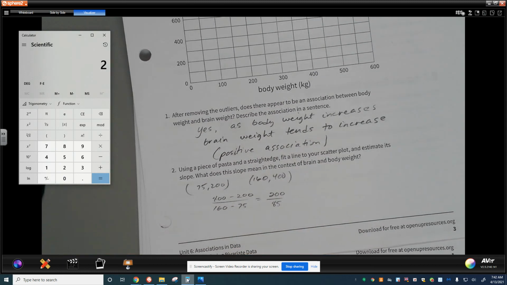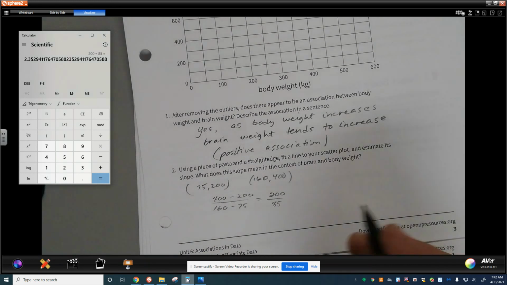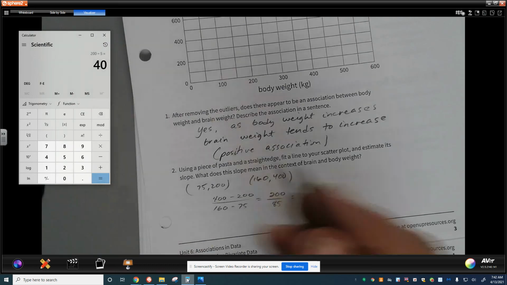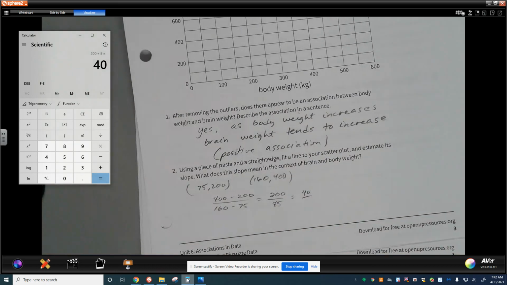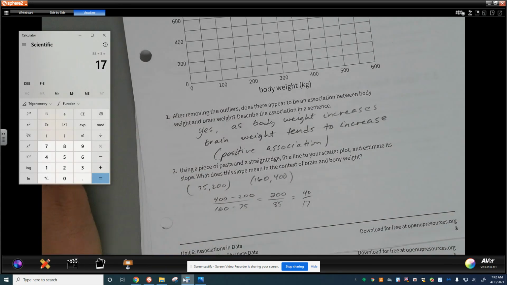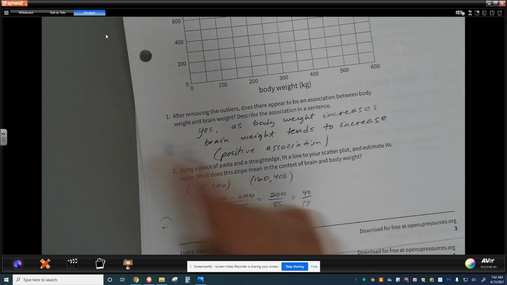And then we'll just simplify. 200 divided by 85 gives me 2 and 3/500ths. That means that we're looking at, let's just go like this, 40. I know that they have a common factor of 5. So then I get this kind of slope that's 40/17.